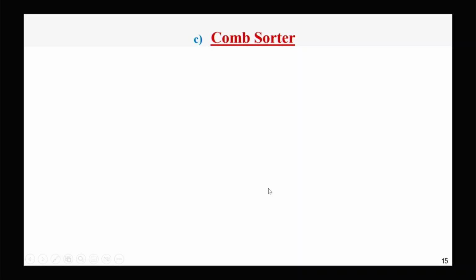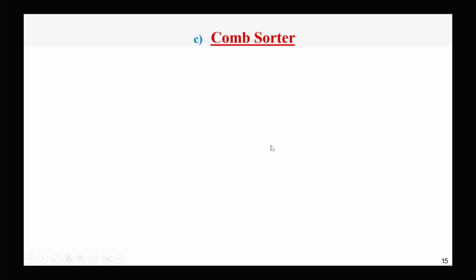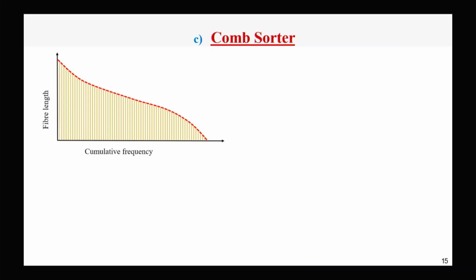Now the next technique is the comb sorter technique. Now in comb sorter, the fibers are arranged in the descending order of the length. So the longest fiber will be placed at the left side, and gradually all the fibers are arranged in this fashion. This is a typical comb sorter diagram for cotton.